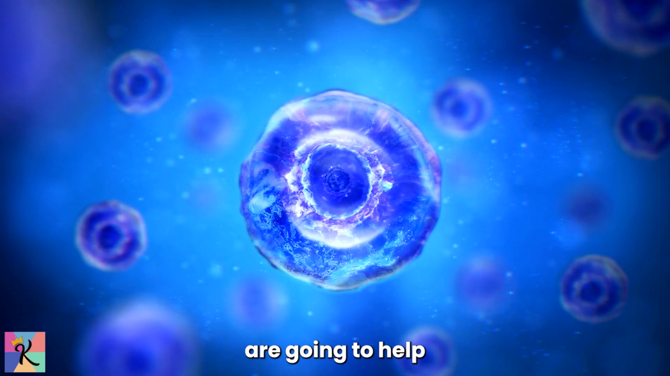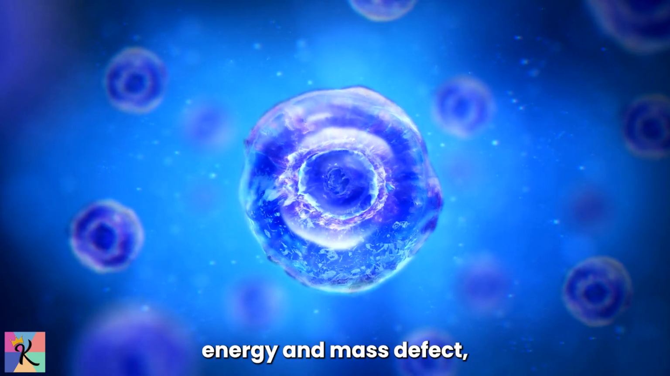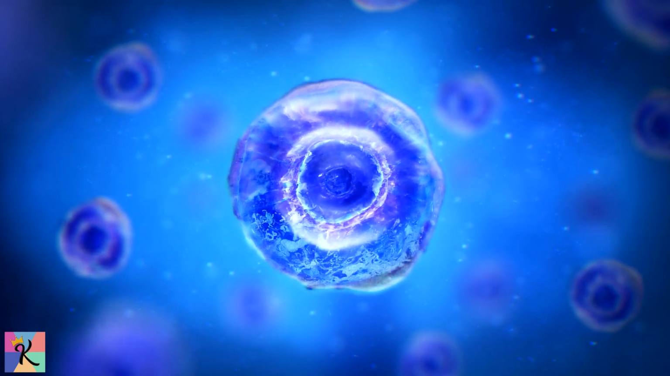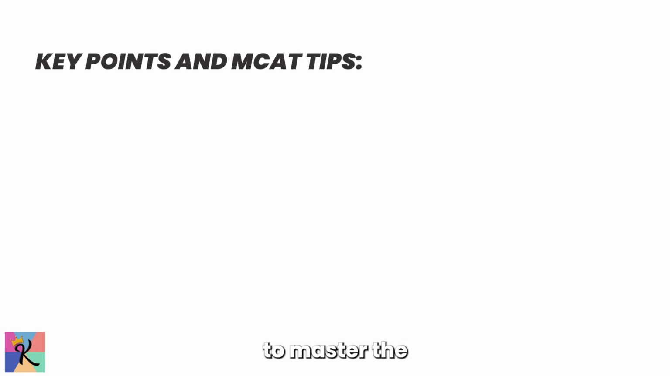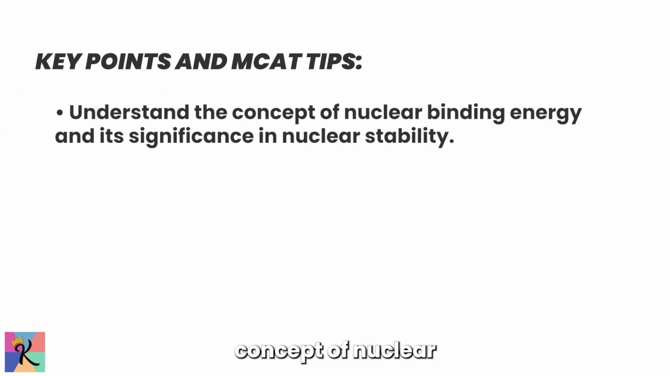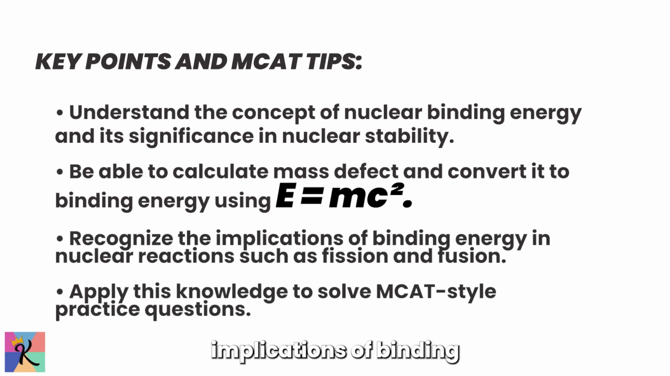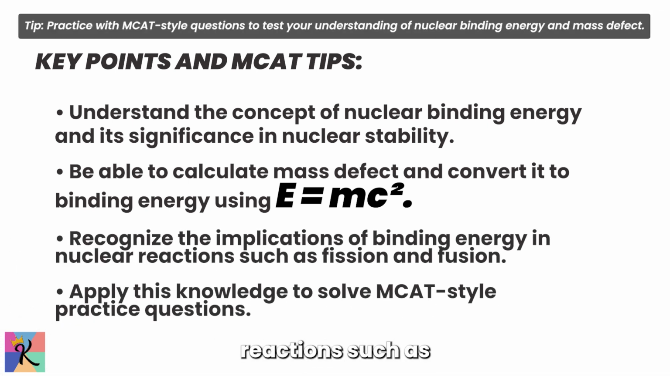These questions help reinforce the concept of nuclear binding energy and mass defect, and understanding these principles is crucial for tackling the MCAT. To excel on the MCAT, it's crucial to master the following key points: understanding the concept of nuclear binding energy and its significance to nuclear stability, being able to calculate mass defect and convert it to binding energy using E equals mc squared, recognizing the implications of binding energy in nuclear reactions such as fission and fusion, and applying this knowledge to solve MCAT-style practice questions.